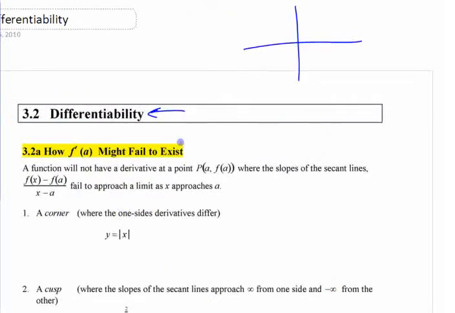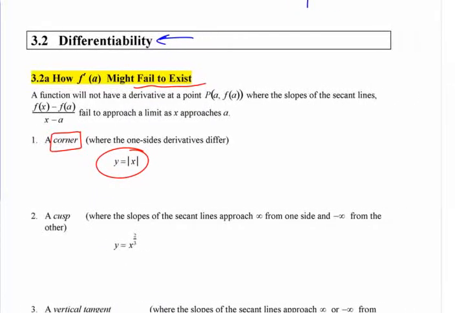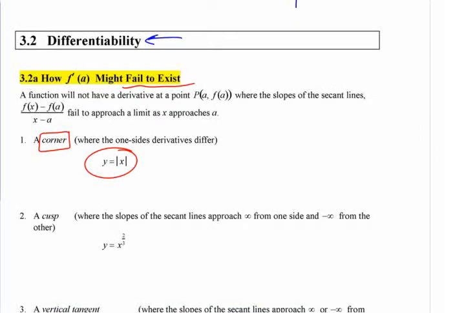Okay? So this is how the derivative might fail to exist. I don't know why they talk about failing to exist rather than saying it's undefined, but they say that the limit doesn't exist and the derivative doesn't exist. One way is what we just looked at, which is a corner. Here's another function that has a corner to it.